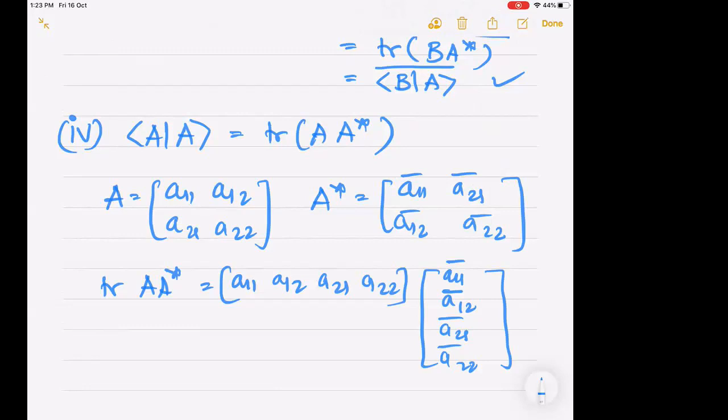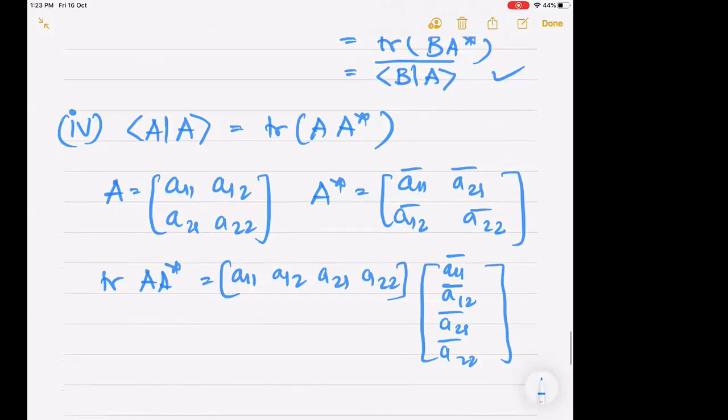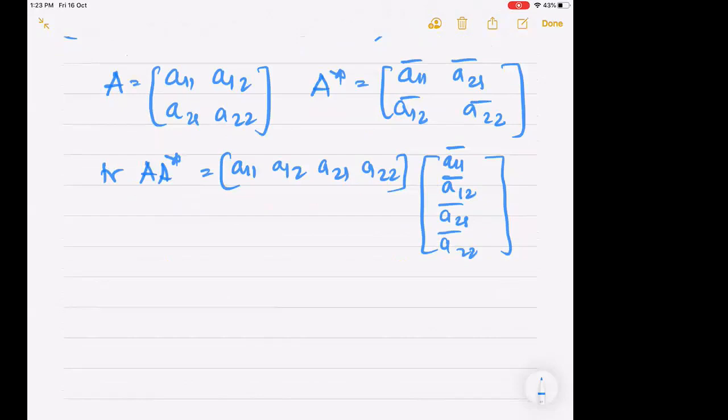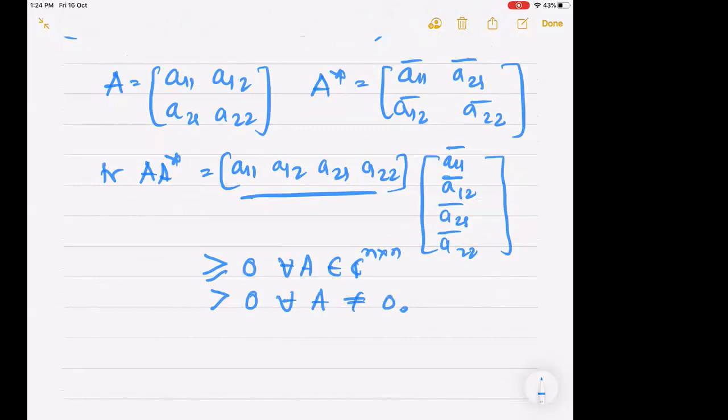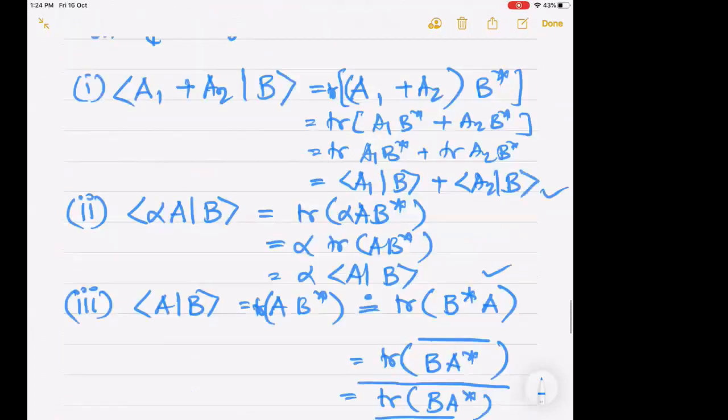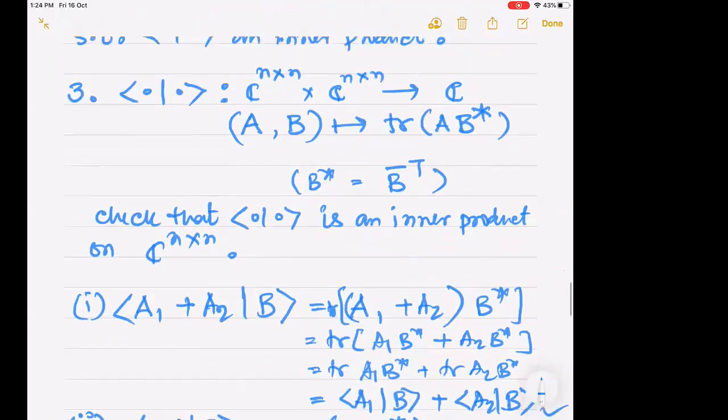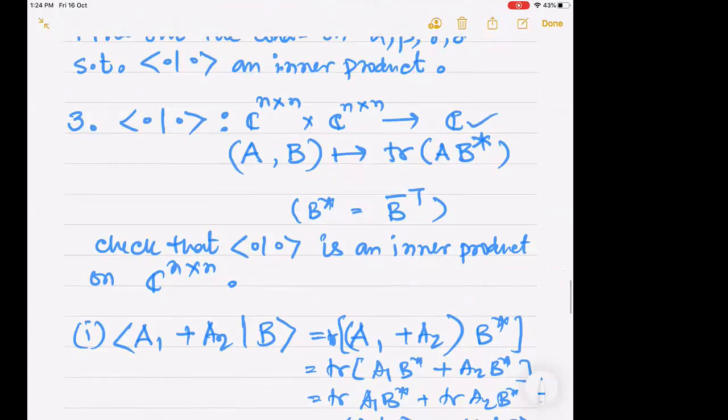Is that all right? This is nothing but the length of this vector squared. So of course, this is greater than or equal to 0 for all A, and it's in fact greater than 0 for all A not equal to 0. For all non-zero matrices, this is greater than 0, which means property number four also is satisfied. So that's how this also becomes an inner product. And you see, this is not our standard inner product. This is an inner product defined on a more exotic vector space, namely the space of square complex matrices.